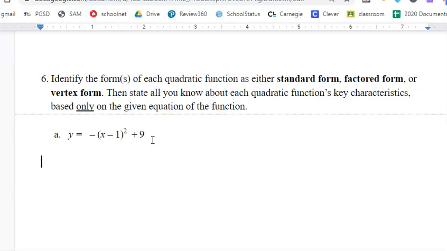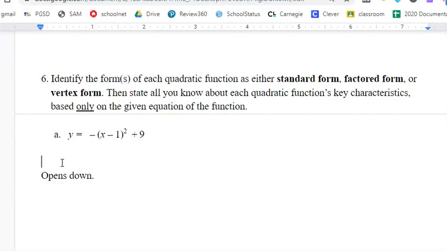So this first one has the negative in front. So what is that telling us? Well, this opens down because of A. Well, wait a minute, we forgot the most important part. This particular function is written in vertex form. And that's because you have the parentheses with the exponent 2, and you have the plus 9 outside, so this is your vertex form.